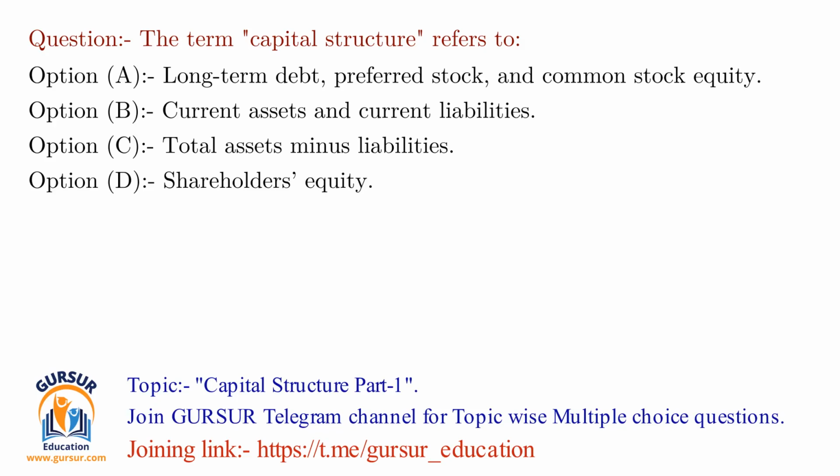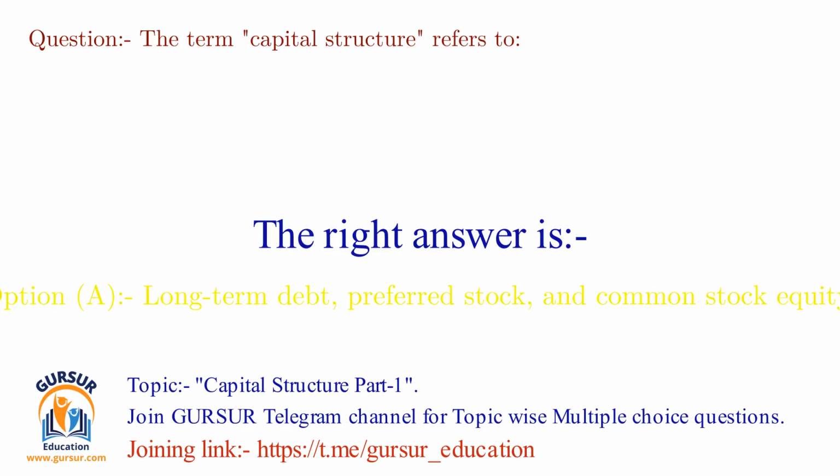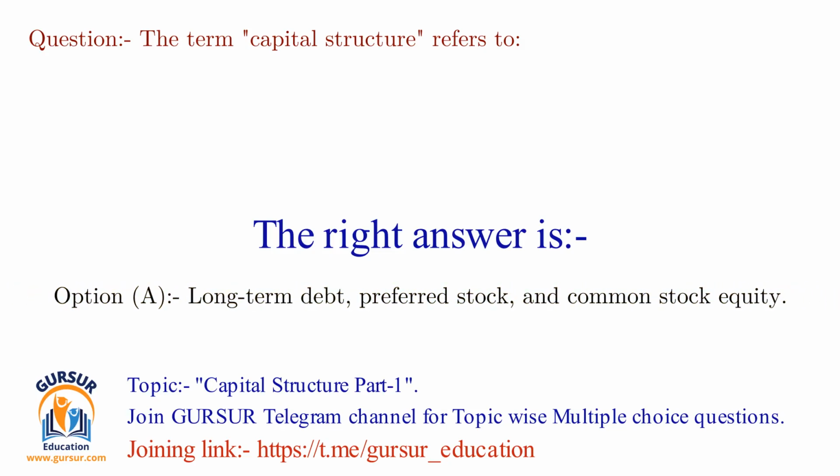So the right answer of this question is option A, and that is long-term debt, preferred stock and common stock equity. So now we move next.